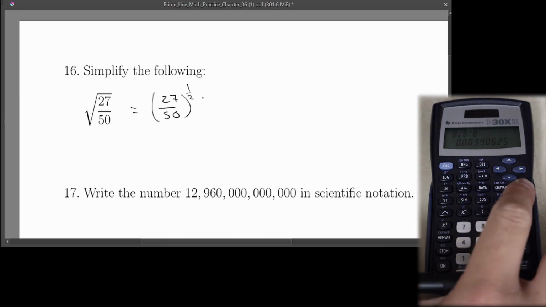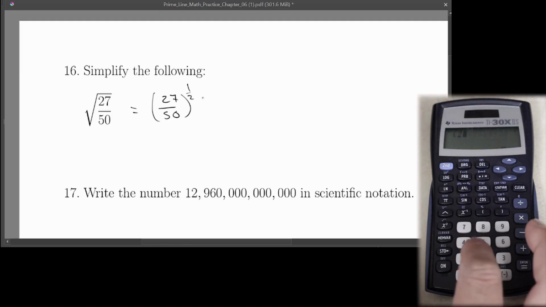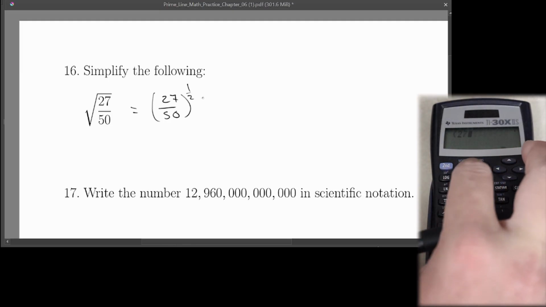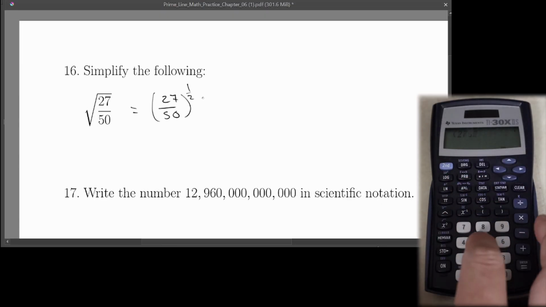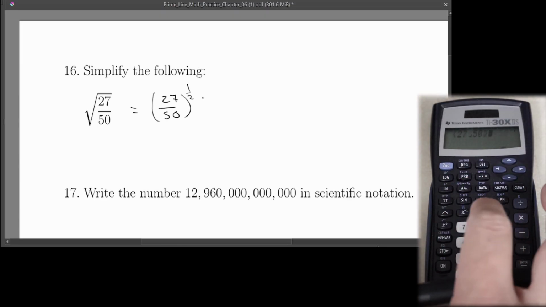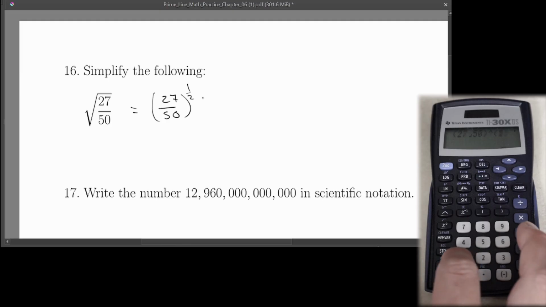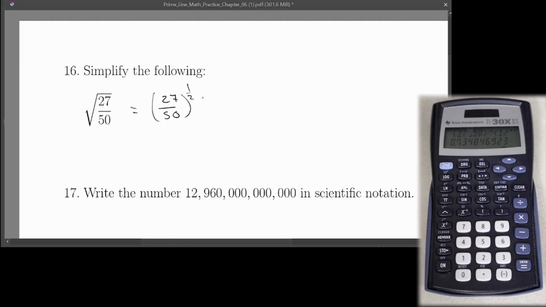And if we evaluate that on our calculator, so 27 over 50 to the 1/2 power, and we get a value of 0.734846923. This being our more simplified value.